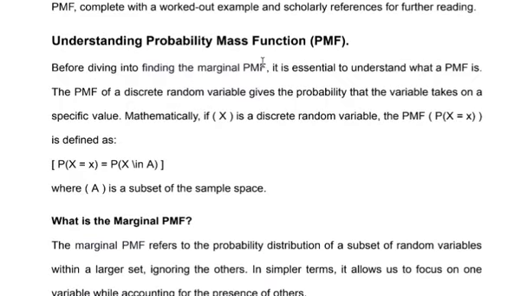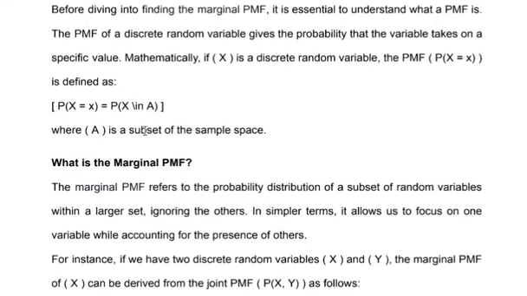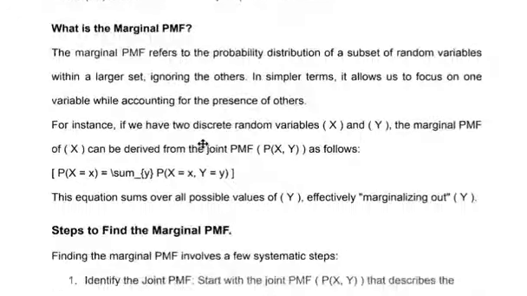Before diving into finding the marginal PMF, it is essential to understand what a PMF is. The PMF of a discrete random variable gives the probability that the variable takes on a specific value. Mathematically, if X is a discrete random variable, the PMF p_X(x) is defined as p_X(x) = P(X = x), where A is a subset of the sample space.